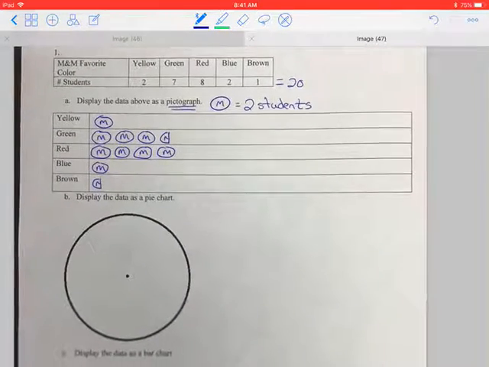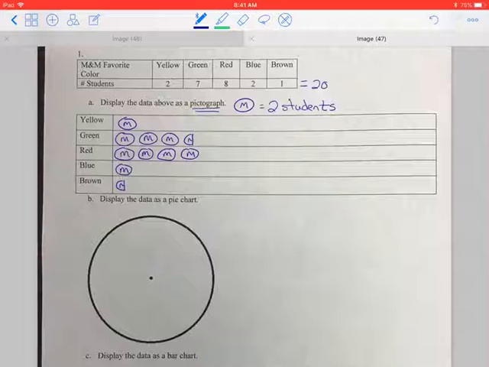Now next we're going to look at a pie chart. So the pie chart's a little more complicated because it's proportional. If half the students like a certain color, we need half the circle to represent that. If it's a fourth, then we need a fourth of the circle. So we need to do some percentages here. So let's start with yellow.